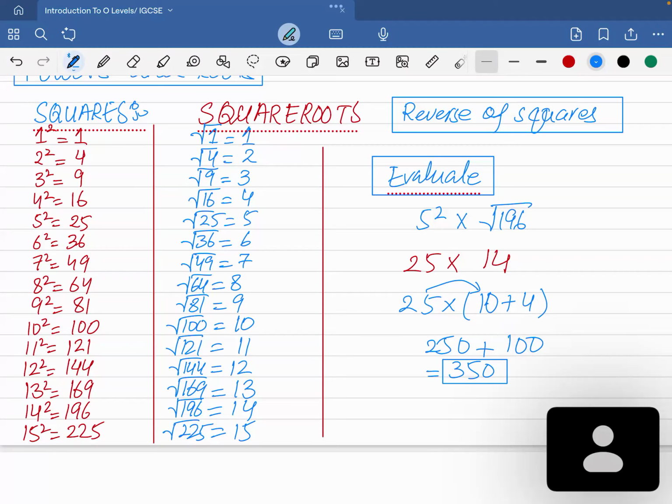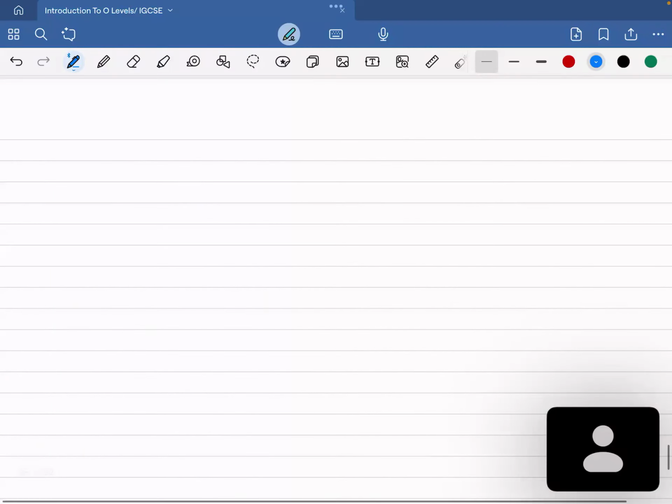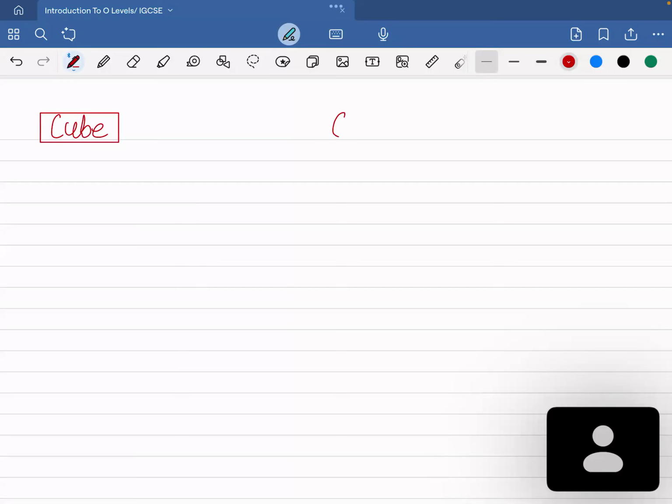Yes. I think I should proceed with the cubes. Agree? Yes, sir. All right. So if any one of you have any questions, on this side I will be writing cubes, and on this side I will be writing cube roots. Okay. So now let's proceed.